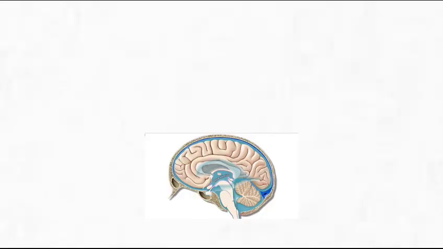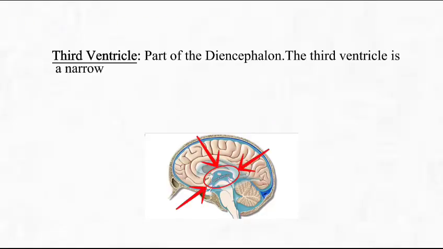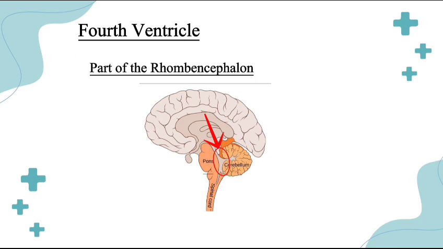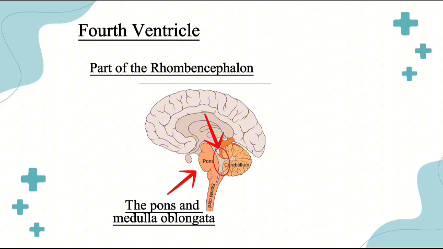The third ventricle. The third ventricle is part of the diencephalon. It is a narrow, slit-like cavity situated vertically along the midline of the diencephalon. The fourth ventricle. This is part of the rhombencephalon. The fourth ventricle is located in the midline of the pons and medulla oblongata anteriorly and the cerebellum posteriorly.